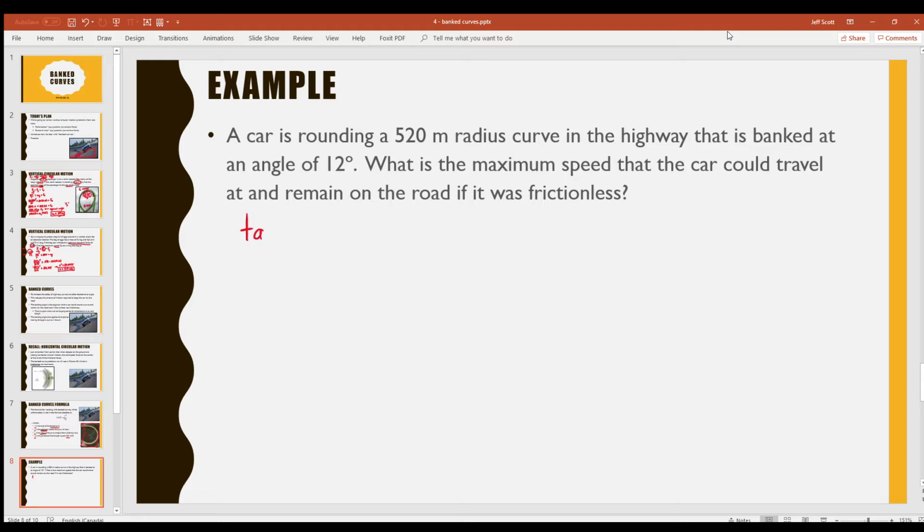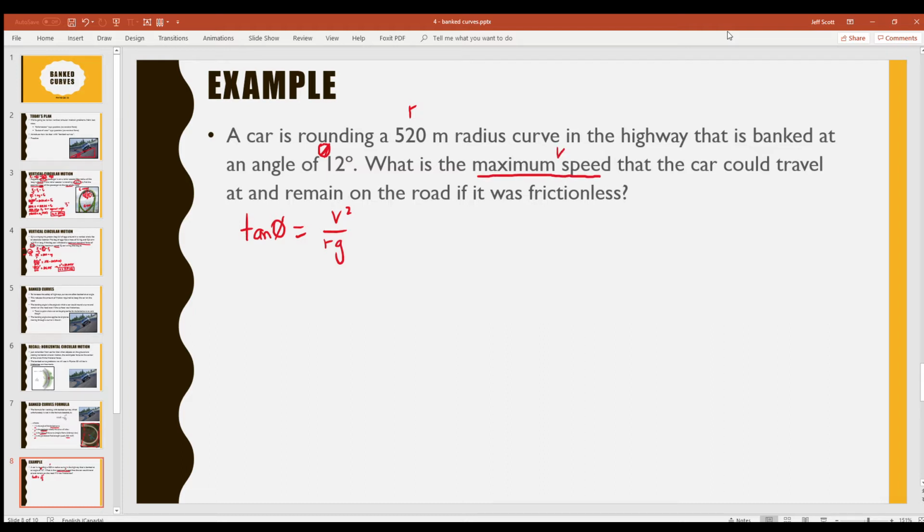So with all of these banked curve problems, what's really nice is you're just going to be reusing that same formula we just learned over and over again. So tan theta equals v squared over r times g. Let's identify what we have. We see that theta is 12 degrees. We know our radius is 520 meters. And we're looking for that maximum speed. So in other words, we're looking for v.